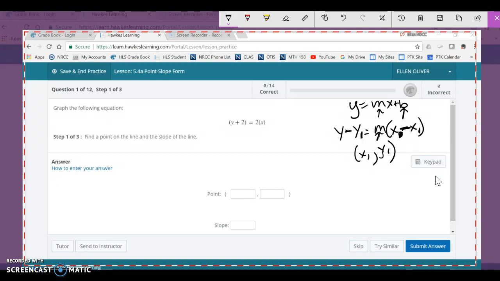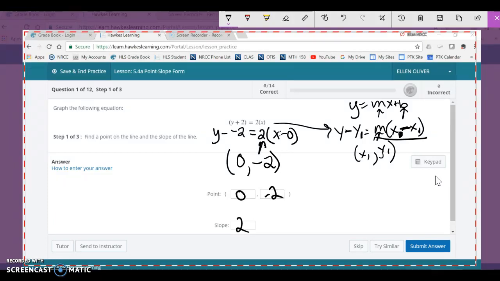So this one says find a point on the line and the slope of the line. This sort of looks like this format, right? Let's try to make it look exactly like this. How can I write y plus 2 as y minus something? Well, y minus negative 2, because y minus negative 2 is y plus 2. And how can I make this look like this? Well, 2 is the slope. And how do I make x look like x minus something? Well, x minus 0, because x minus 0 is just x. So this tells me that my slope is 2, and my point here is 0, negative 2.